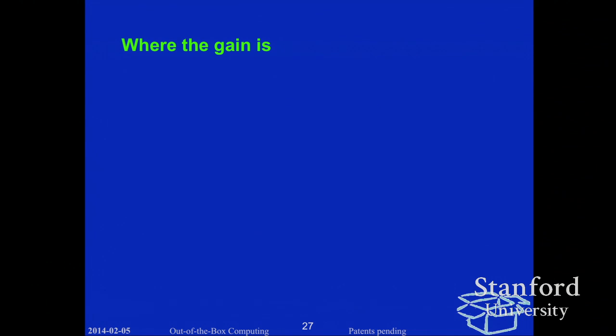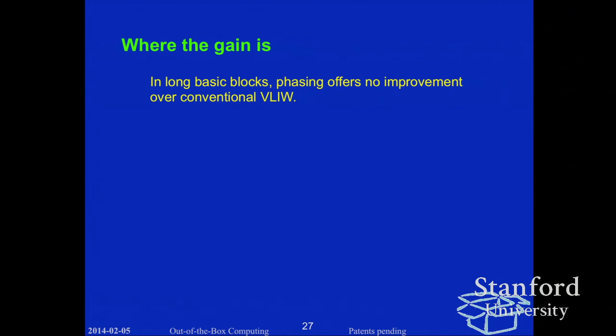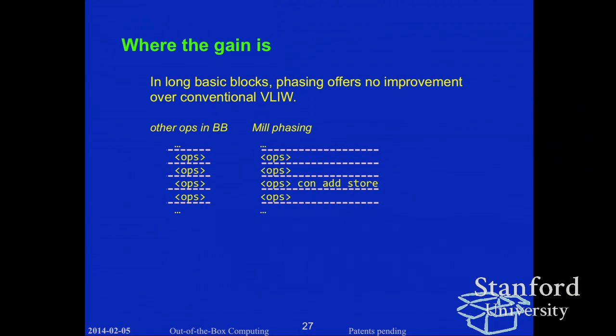Where the gain comes about. If what you have is a very long basic block and you're concerned about operations in the middle of the basic block, the mill's phasing offers no advantage over a conventional VLIW. Why? Assume that we're in the middle of a basic block and it's got some number of operations. With mill phasing, we would encode it this way. Note that the con will, in fact, wind up being executed there, and the store will wind up being executed there, but it's still 1 instruction as far as the code is concerned.